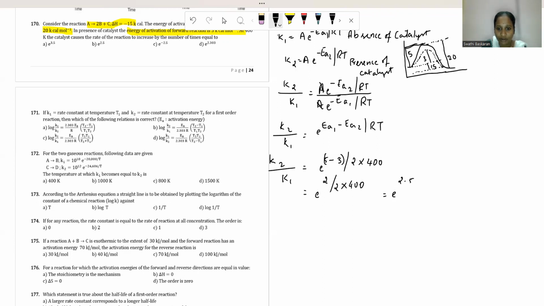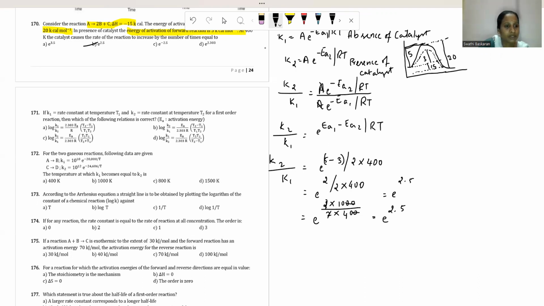Why will it become 2.5? Because this is given in terms of kilocalories. So you can also write it like this: e power 2 into 1000 divided by 2 into 400. Now you would understand. How much is it? 2 and 2 get cancelled, and 10 by 4 is equal to e power 2.5. So this is the value. Which option would be correct? Option B is correct for the 170th question.